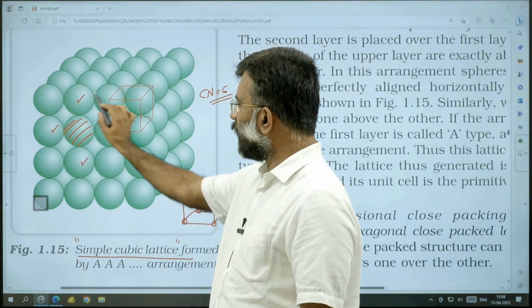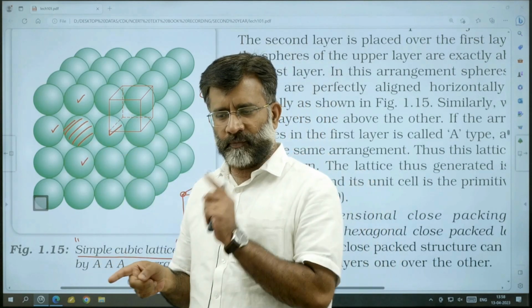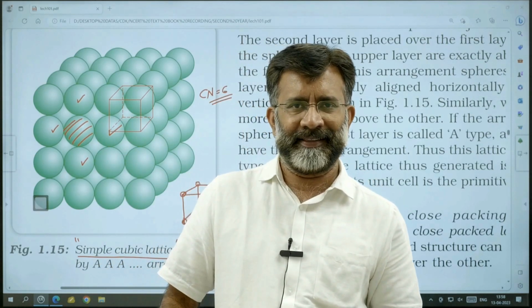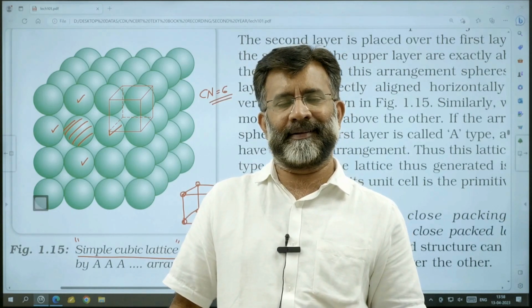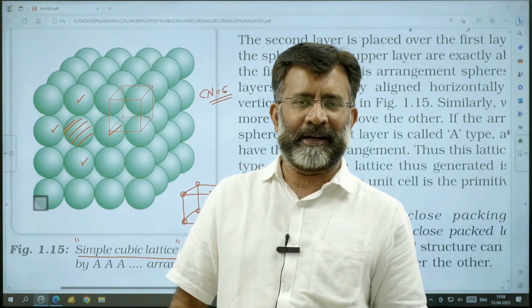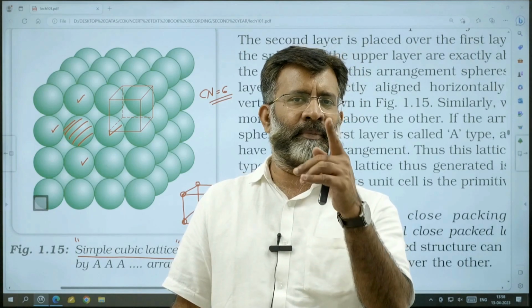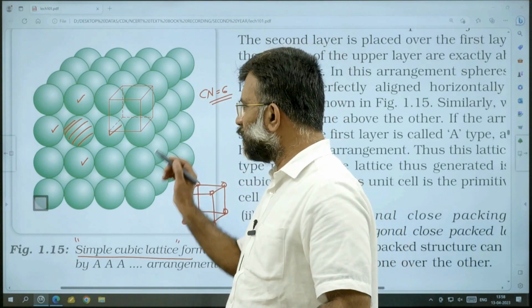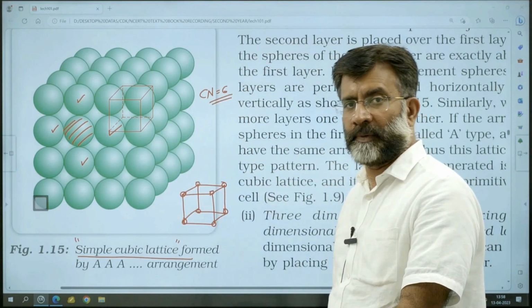What do you see here? One behind, one in front. That will be in contact. 6 particles are in contact with the one central particle. The coordination number will be 6. So this is one type of 3D arrangement.